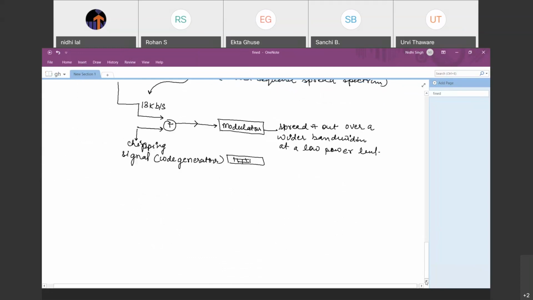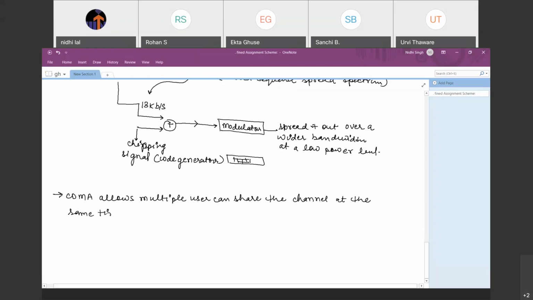CDMA allows multiple users to share the channel at the same time. Okay.